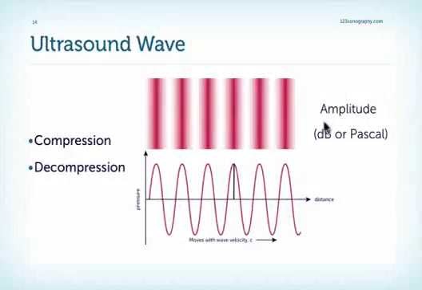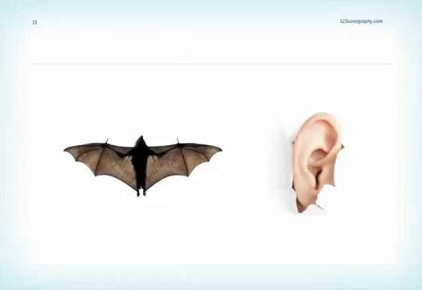Finally, the last attribute of an ultrasound wave I would like to discuss is the amplitude, which is measured in decibels or in Pascal units. In principle, it is nothing else than the amplitude of the ultrasound wave, and it reflects the degree of compression of the tissue, basically. We'll talk later why the amplitude is also important in diagnostic ultrasound.